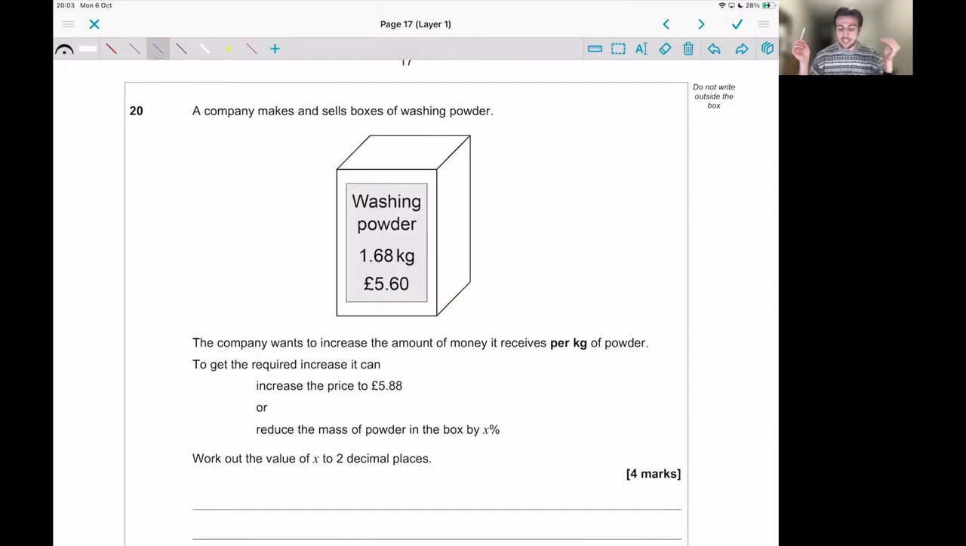The company wants to increase the amount of money it receives per kilo. So we want to increase the amount of money per kilo. At the moment, they're selling 1.68 kilo and earning £5.60 per 1.68 kilo. They want their price per kilo to go up. So they can either increase the price or reduce the size of the box. And we're asked to work out by how much they would have to reduce the size of the box to get the same increase in price. Cool. So let's get stuck in.